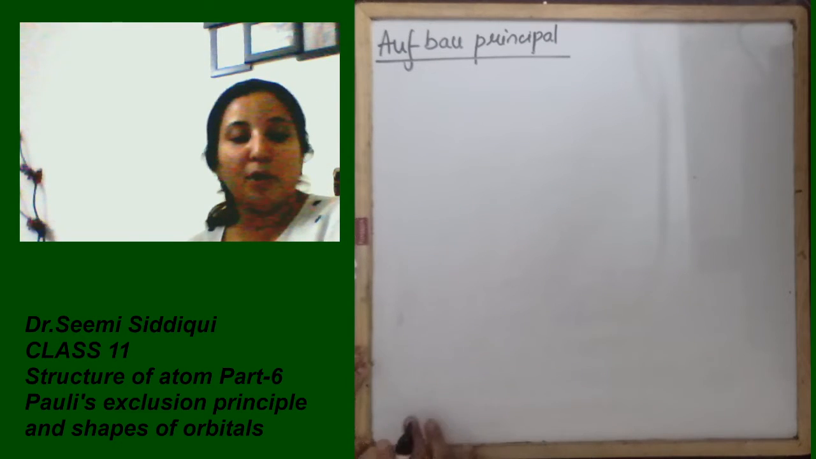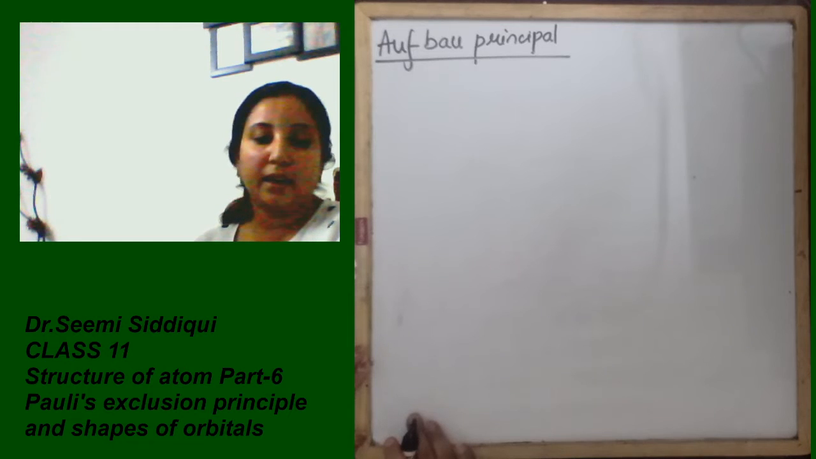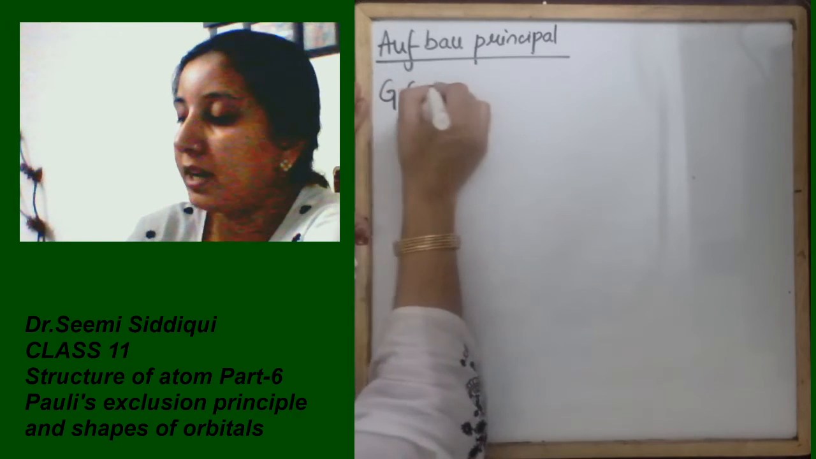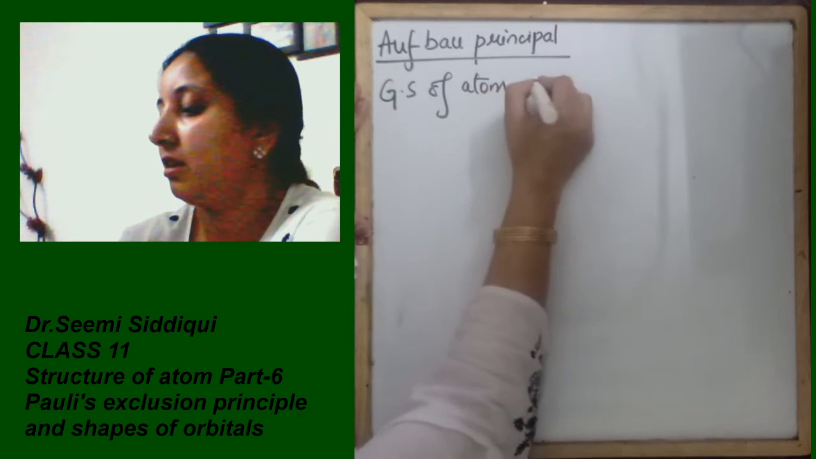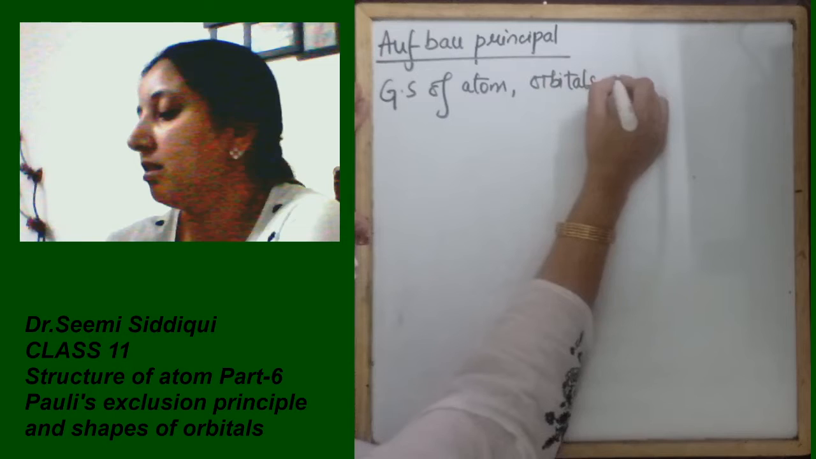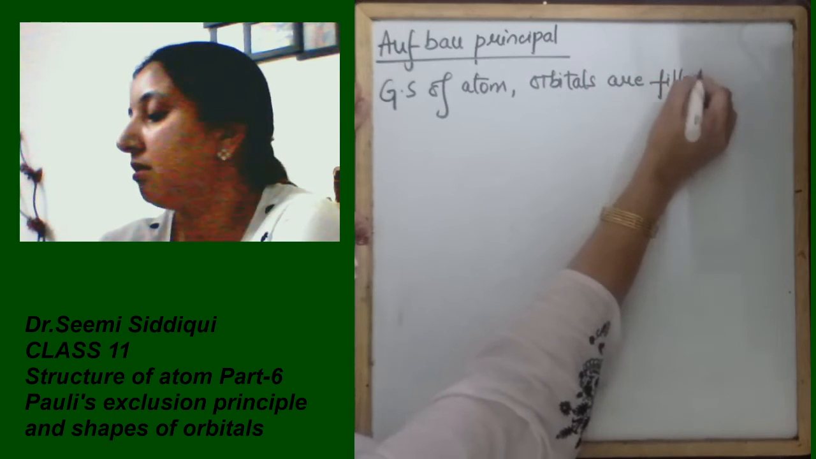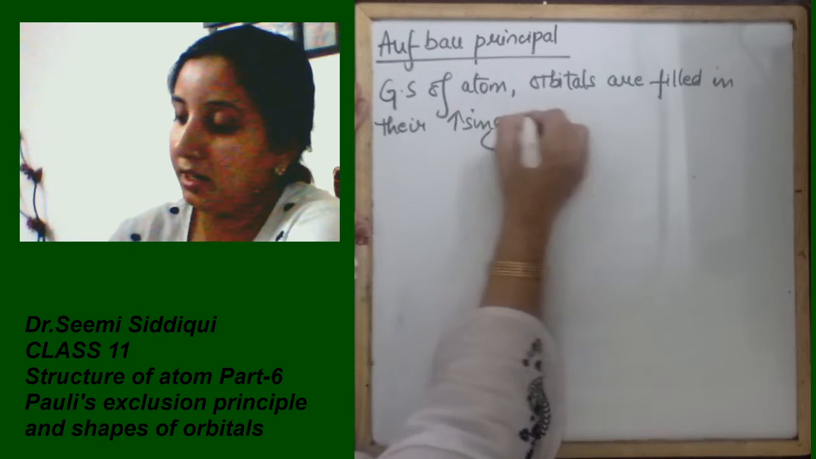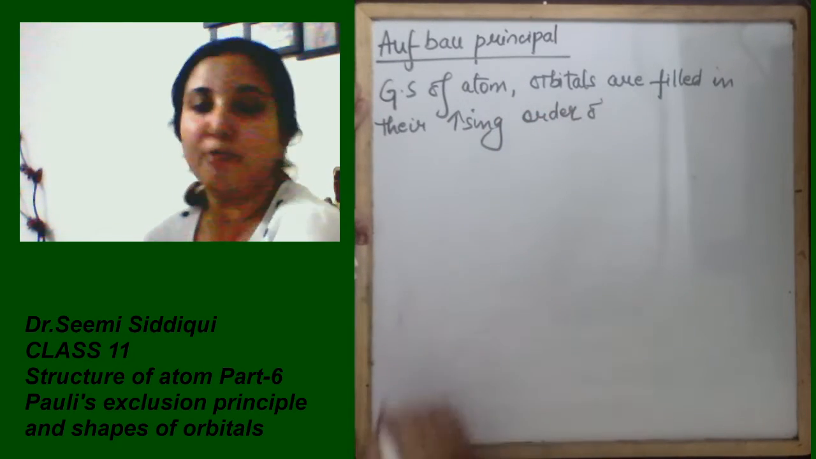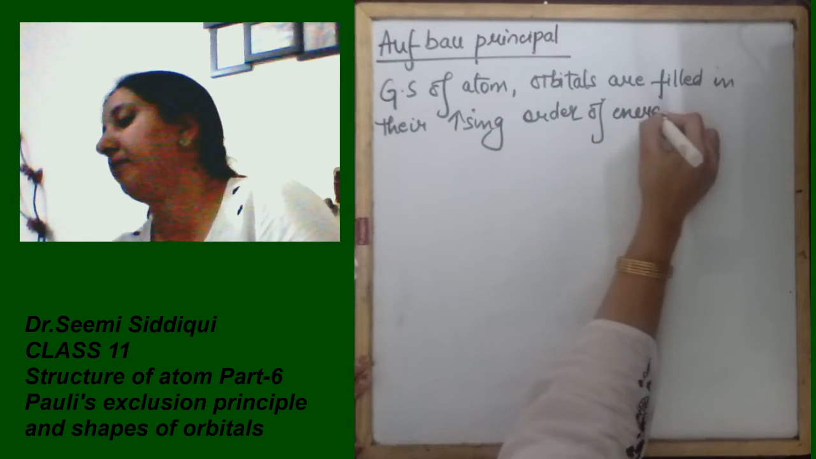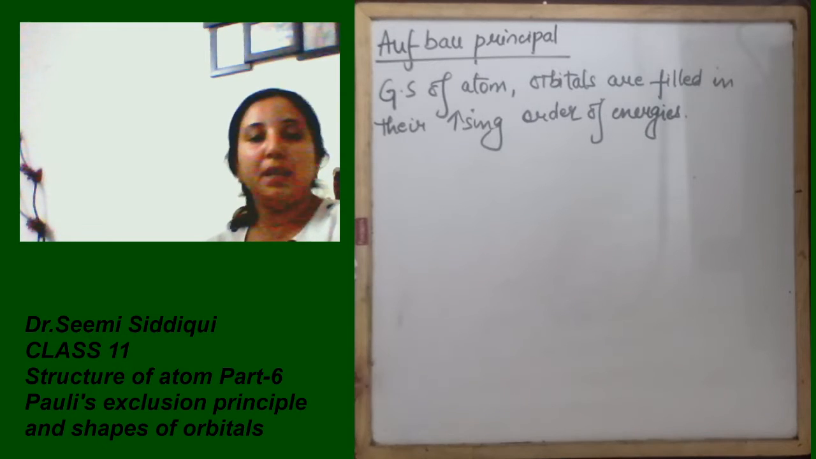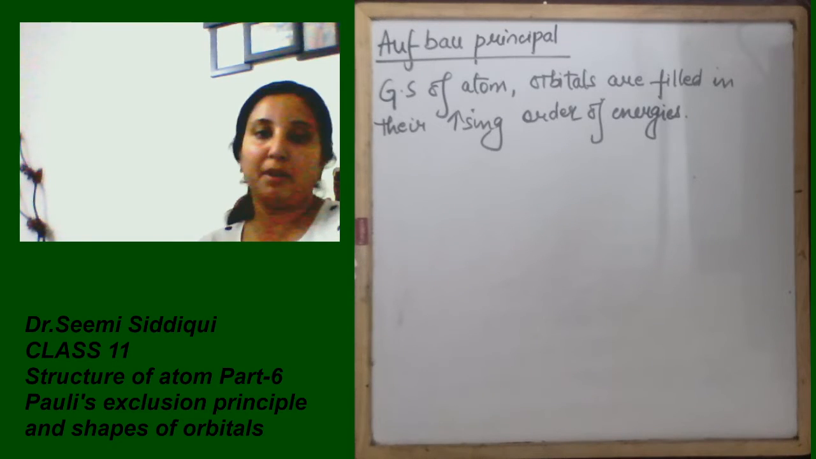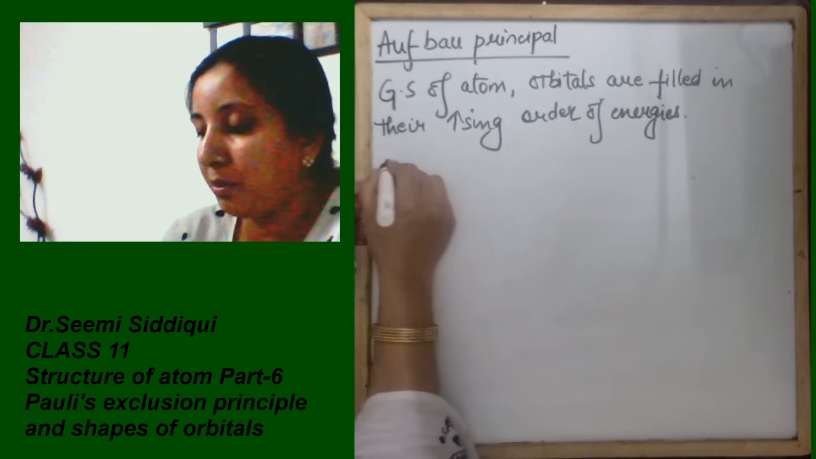Now what is the Aufbau principle? The Aufbau principle says that in the ground state of an atom, orbitals are filled in their increasing order of energies. Okay, meaning the orbital with the lowest energy will be available first, and the one with higher energy will be available later. Now according to that, what is the sequence?